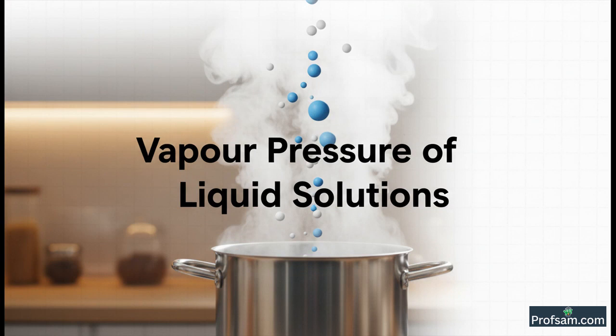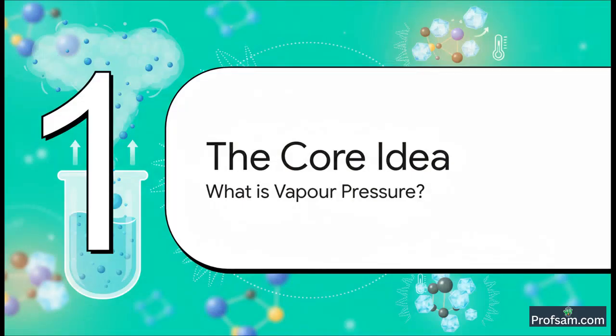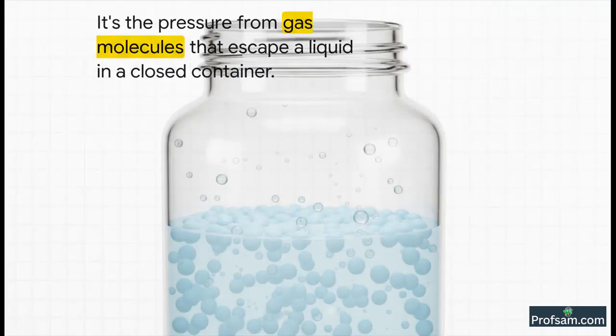Okay, so let's dive into this topic properly. Now, understanding this concept is absolutely crucial. It is the foundation for explaining why solutions behave so differently from pure liquids, especially when we talk about boiling and freezing. At the most simple level, just imagine a liquid in a closed bottle. Some molecules at the surface will have enough energy to escape into the space above, and they become a gas, or what we call a vapor. This vapor creates a pressure.